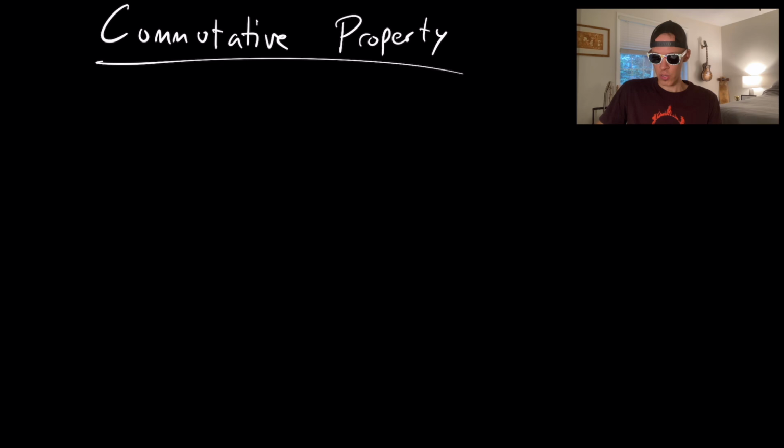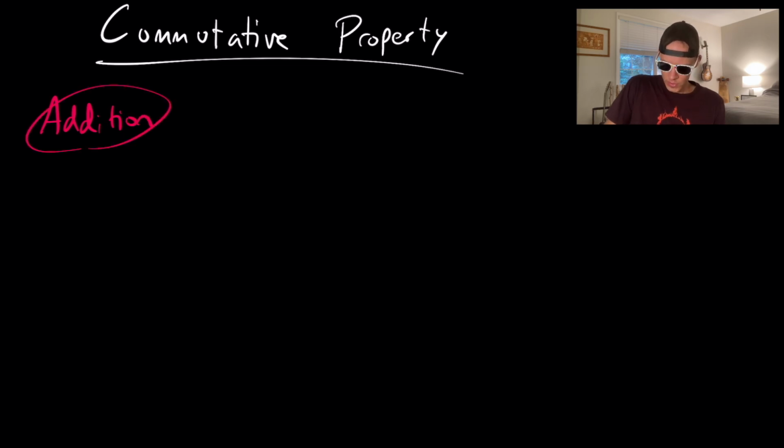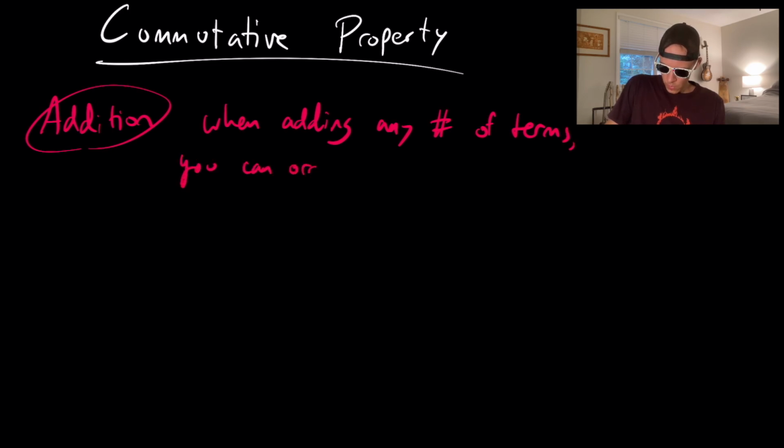So we'll start with the commutative property, and it applies to two operations, addition and multiplication, and we'll look at both. The commutative property for addition says this: when adding any number of terms, you can order the terms in any way.